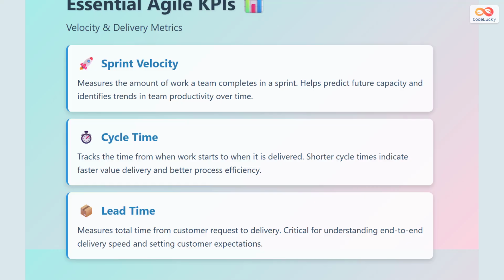Lead time measures the total time from when a customer makes a request to when they receive the delivered solution. This is critical for understanding your end-to-end delivery speed and setting realistic customer expectations. While cycle time focuses on active work duration, lead time includes waiting time and gives you the full picture of your responsiveness to customer needs.